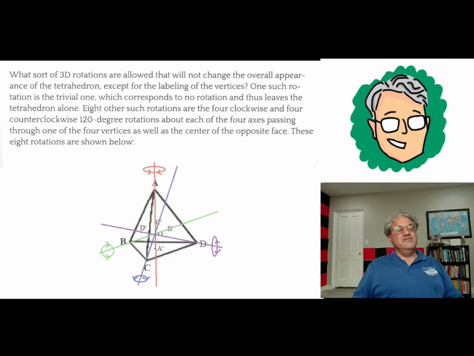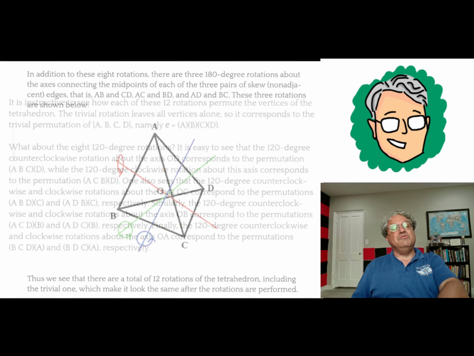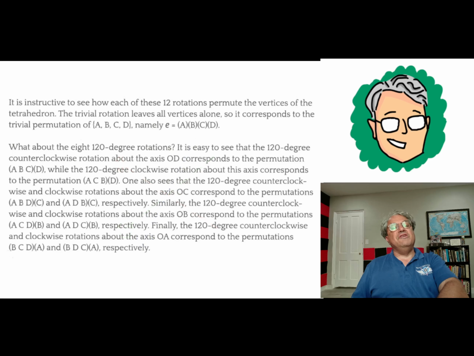And we've got these. The identity doesn't do anything, so we don't really worry about what that one does. If you like, you can write it as (A)(B)(C)(D), I think I actually do that. Or you could just write it as E, if you like.